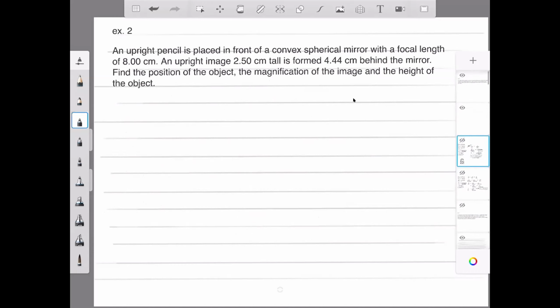Now let's look at example 2. An upright pencil is placed in front of a convex spherical mirror with a focal length of 8 centimeters. An upright image 2.50 centimeters tall is formed 4.44 centimeters behind the mirror. We need to find the position of the object, its magnification, and the height of the object itself.